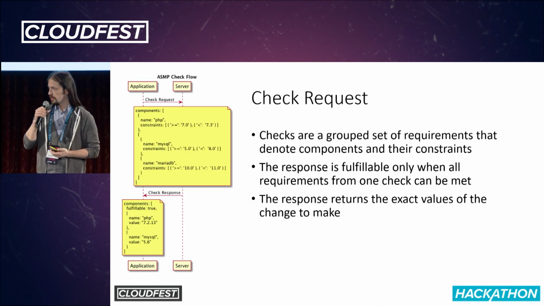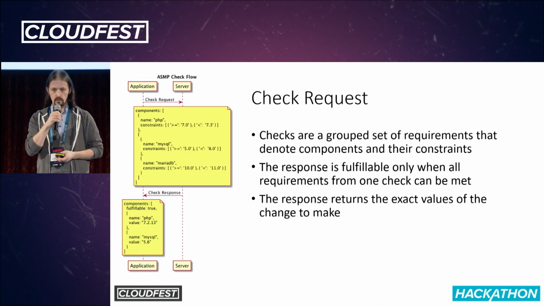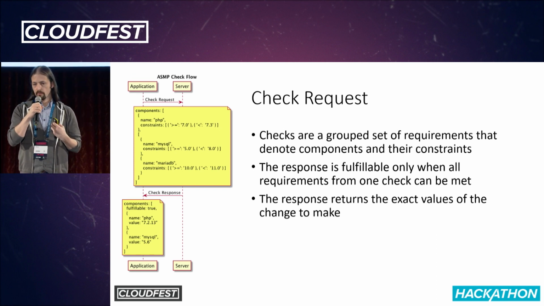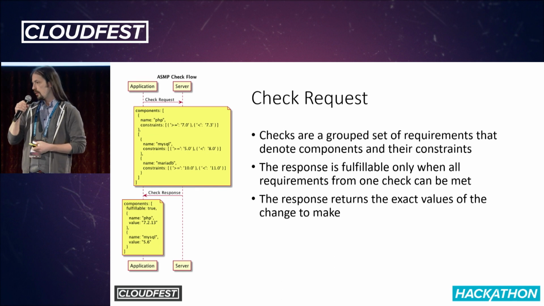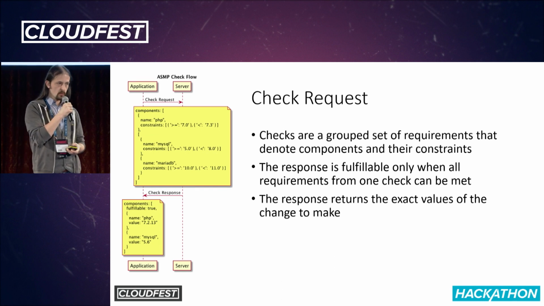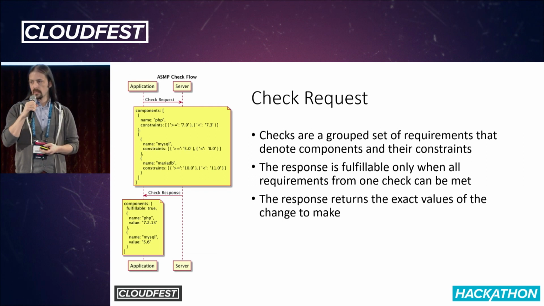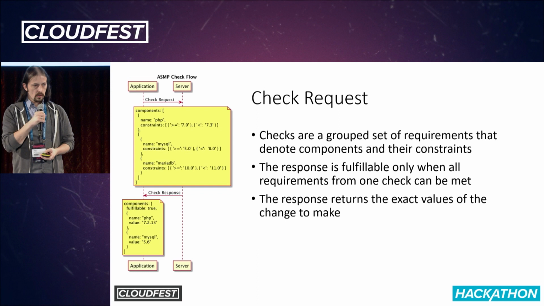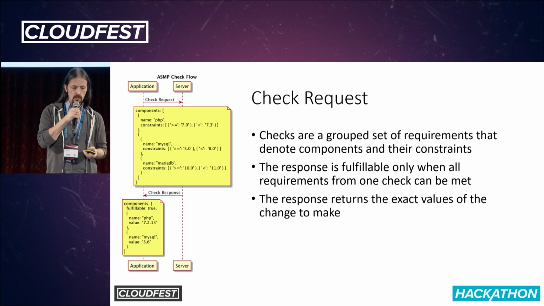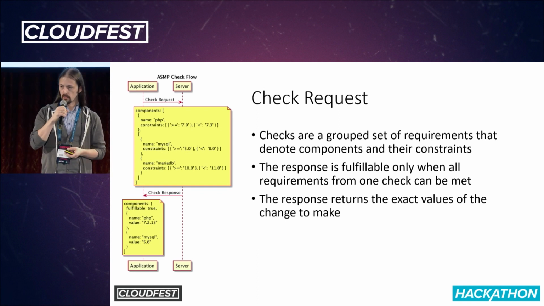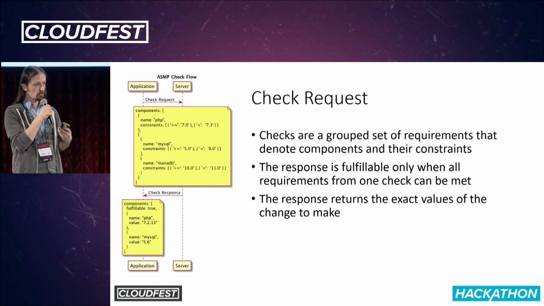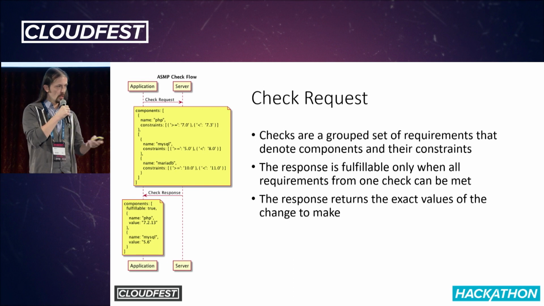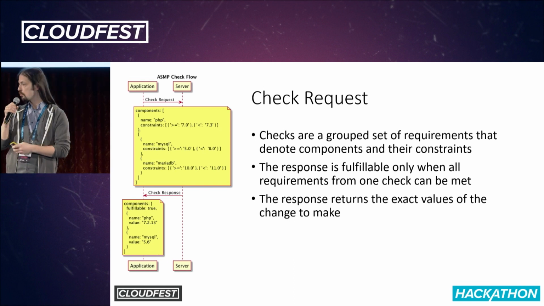So just a quick example of how this would look for the protocol. We have basically three main endpoints. The first one is a check endpoint. The check endpoint lets the application state components and their constraints. And the constraints can be arbitrarily defined. It's a very basic, very simplistic protocol. It can be very bulky depending on what you send over, but this is about machine-to-machine communication.